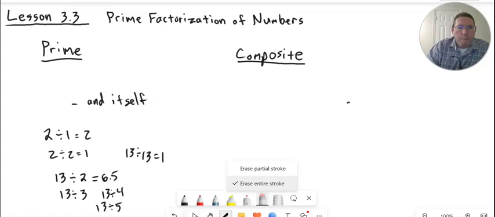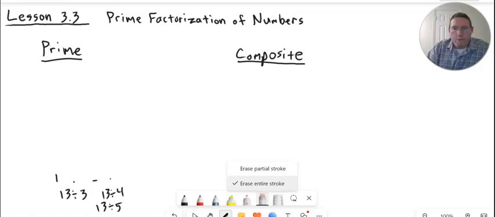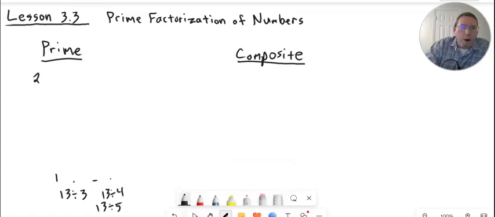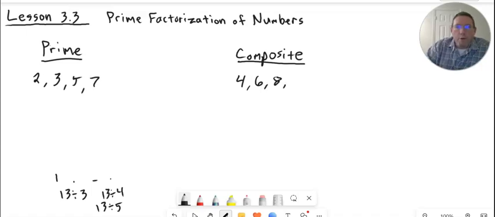What I want to do is make a list of the numbers that are prime and the numbers that are composite, starting at, well, we're not going to go very far. 2 is prime. 3 is also prime, but 4 is composite. 5 is prime. 6 is composite. 7 is prime. 8 is composite. Also, 9 is composite because 9 is divisible by 3. 10 is composite because it's divisible by 2 and 5. 11 is prime.